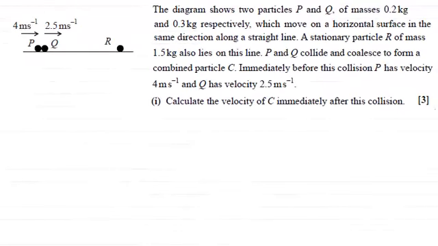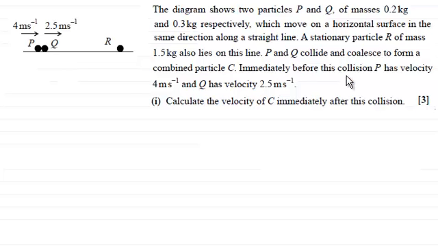Hi. Now in this question we're given this diagram here that shows two particles P and Q of masses 0.2 and 0.3 kilograms respectively, which move on a horizontal surface in the same direction along a straight line. Then we've got a stationary point R of mass 1.5 kilograms also lies on this line. P and Q collide and coalesce to form a combined particle C.